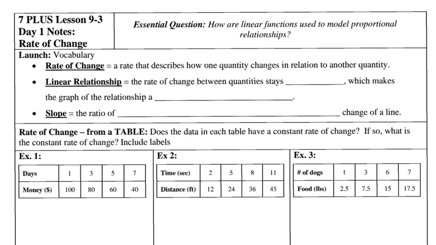Notice the next vocabulary word is linear relationship. We know that linear is just that word line. So linear relationship is when the rate of change between two quantities stays constant. Go ahead and write that in with me. Which makes the graph of the relationship a straight line. So it stays constant. It's continuing to go up by the same amount.